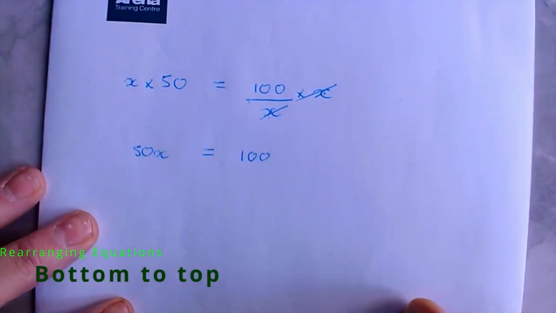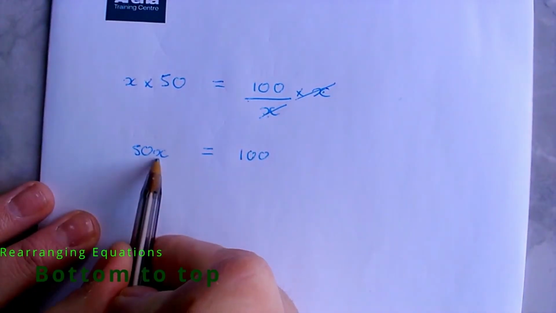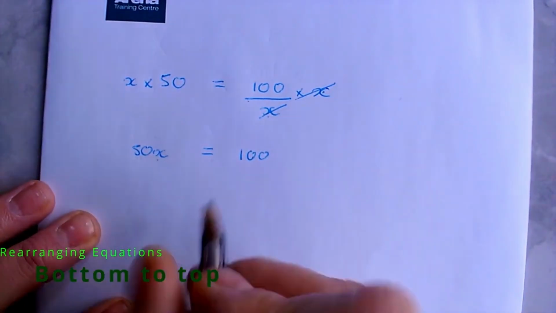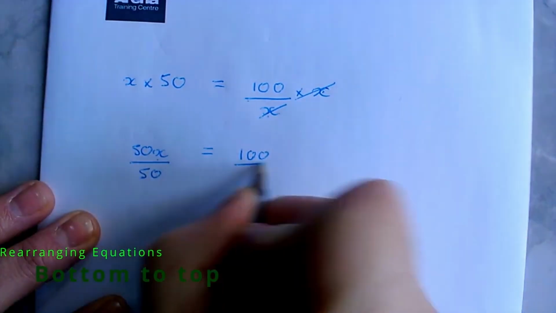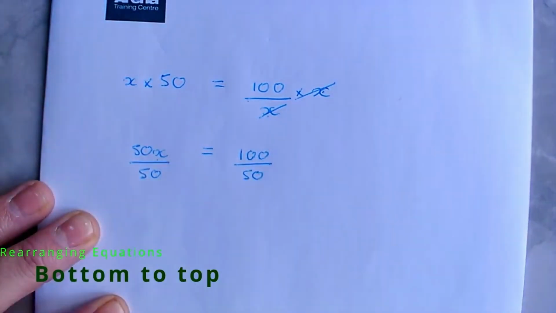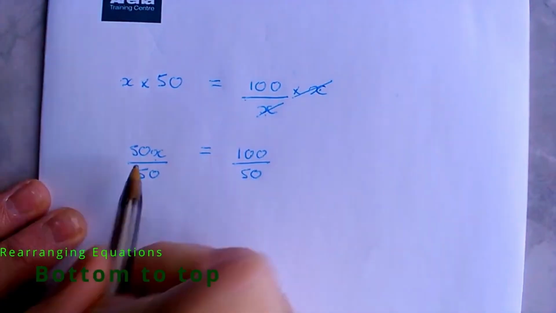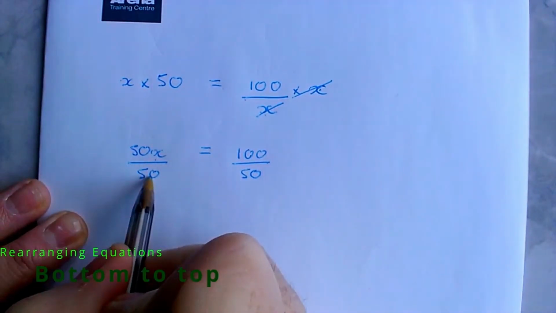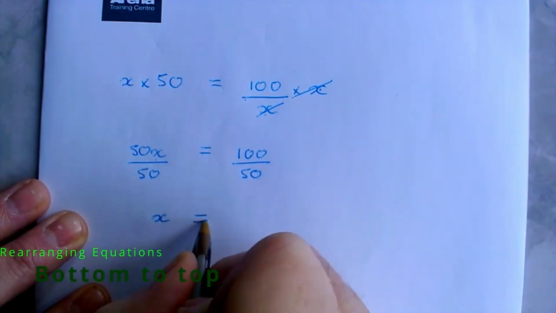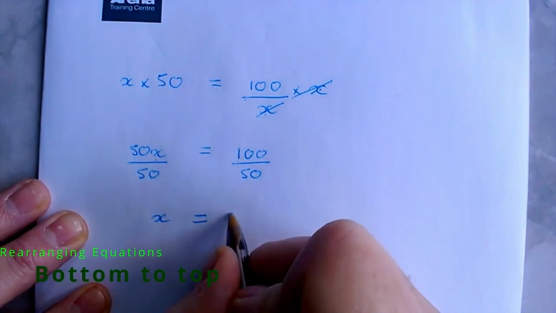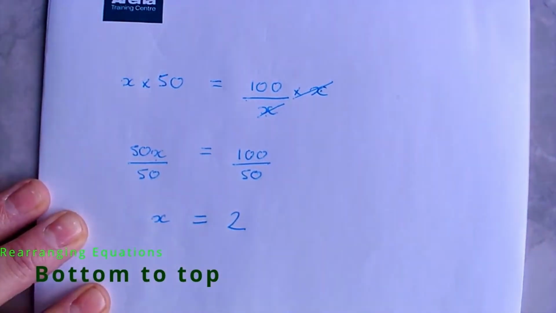And now, my final step, I want x on its own. At the moment, it's being multiplied by 50. So I'm going to divide both sides by 50. It's still equal because I've done the same to both sides. But 50 divided by 50 is 1. And 1x is just x. So x is 100 divided by 50, which is 2.